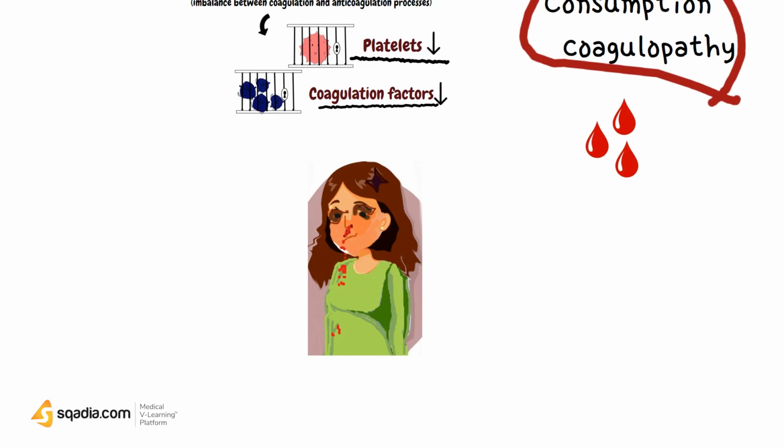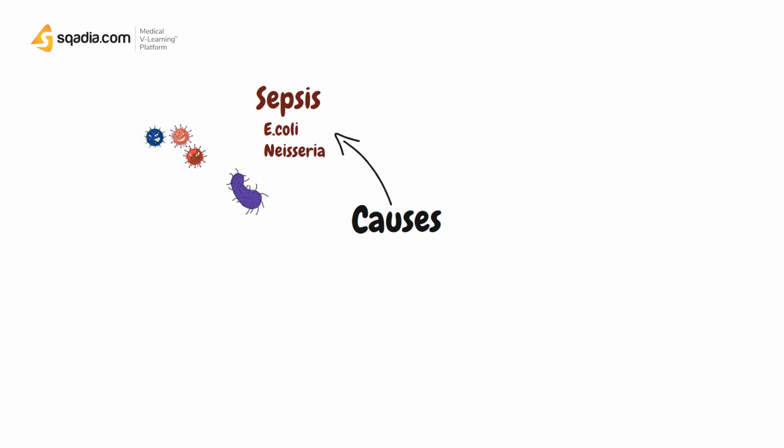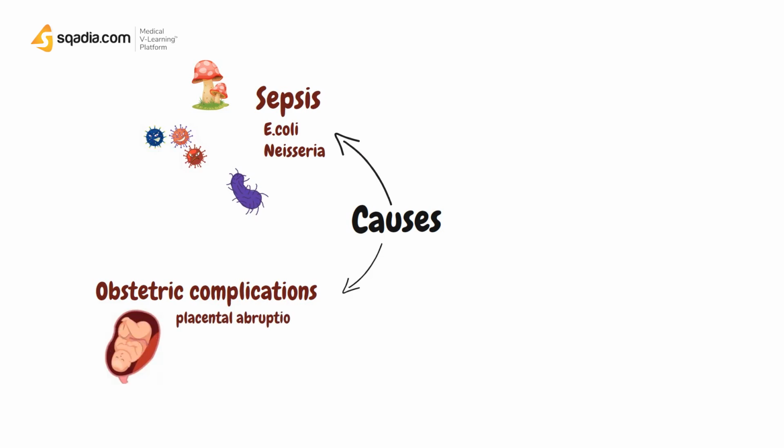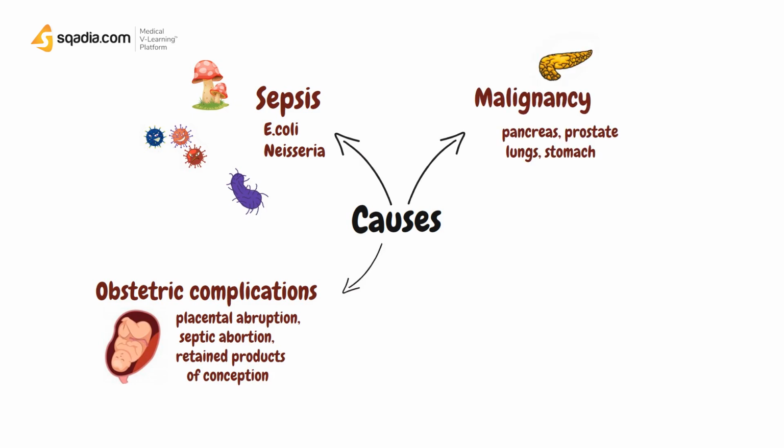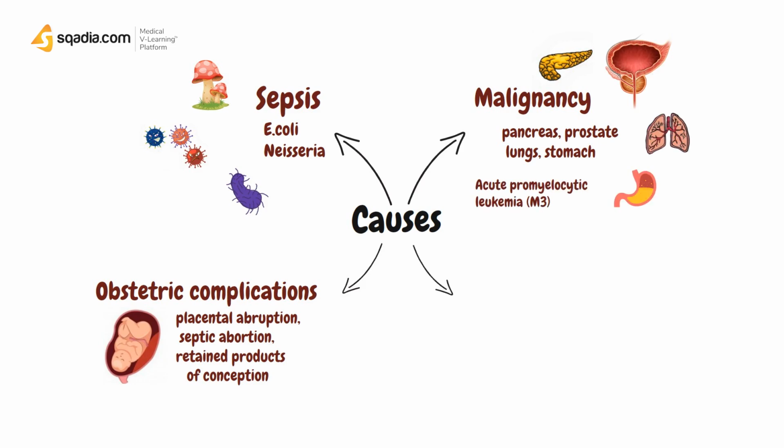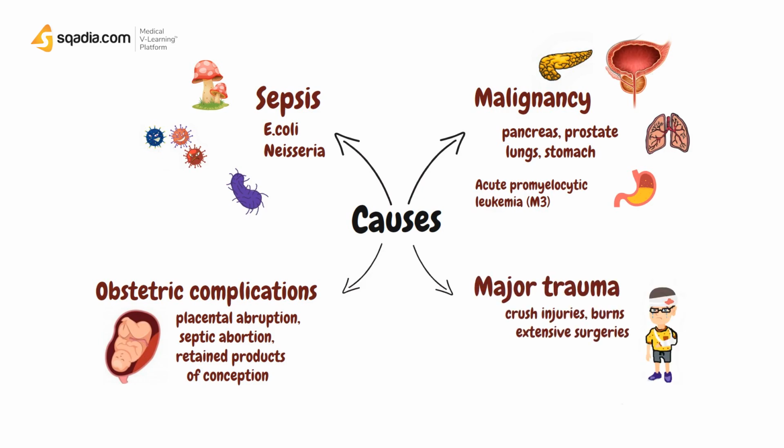I'm sure you can. Conditions that can lead to DIC are sepsis, commonly caused by E. coli, Neisseria, and also by other bacteria, viruses, and fungi. Obstetric complications including placental abruption, septic abortion, and retained products of conception. Certain malignancies such as carcinoma of pancreas, prostate, lung, and stomach. Acute promyelocytic leukemia as well. Major traumas such as crush injuries, burns, or extensive surgeries.